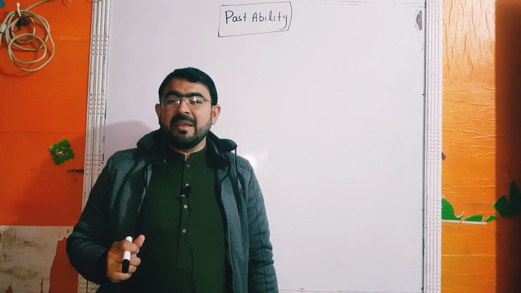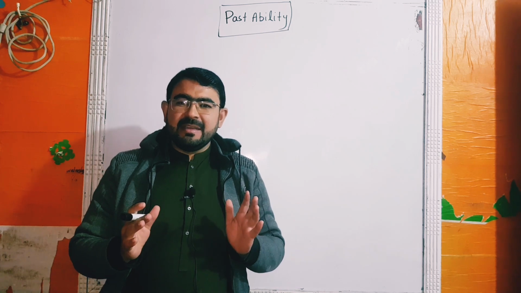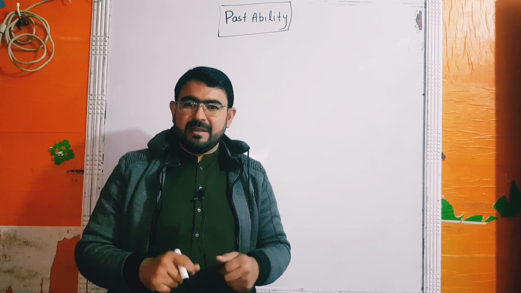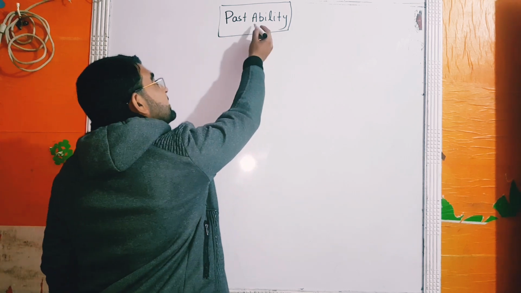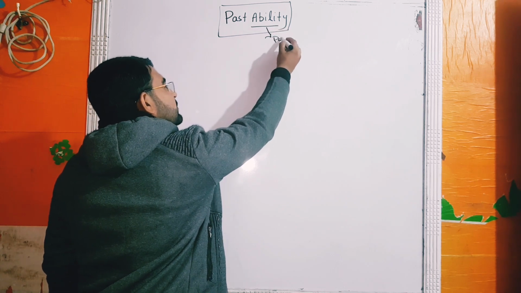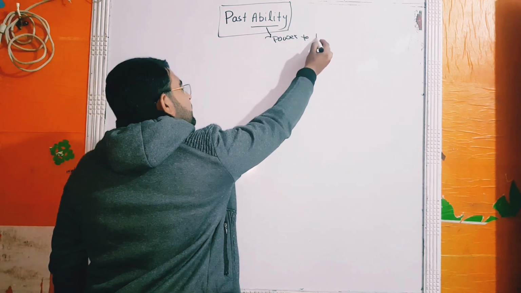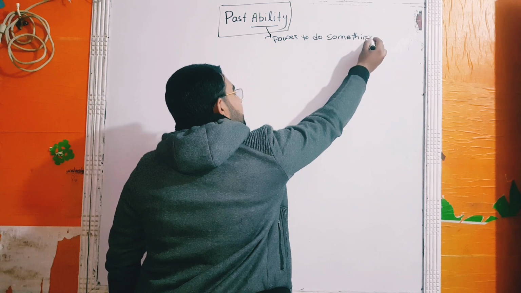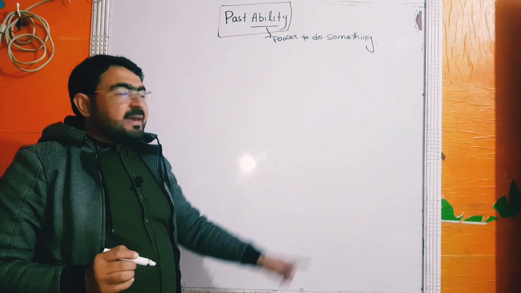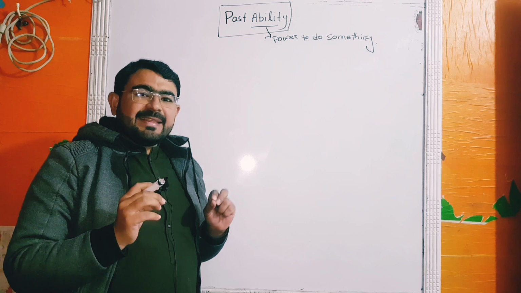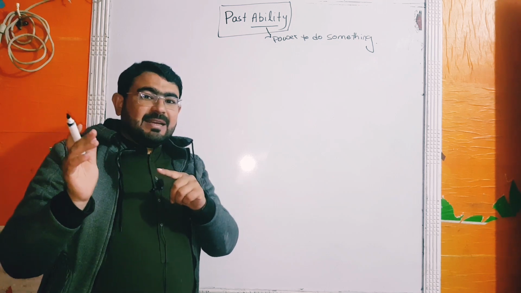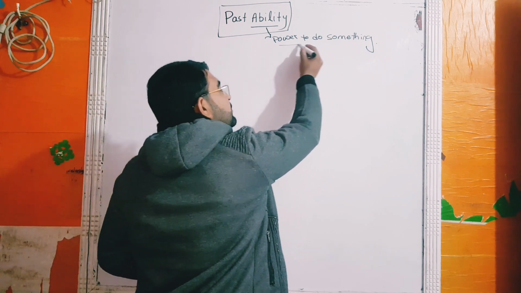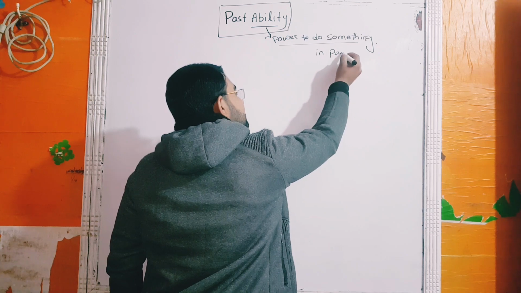Hope you are good. Today our unit is past ability. So let's learn what is past ability and where we use past ability. Ability means power to do something. But power to do something in past time. The action which you can do, but in past time, which is your ability, your skill in past time. So it is the power to do something in a past time, because this is past ability.